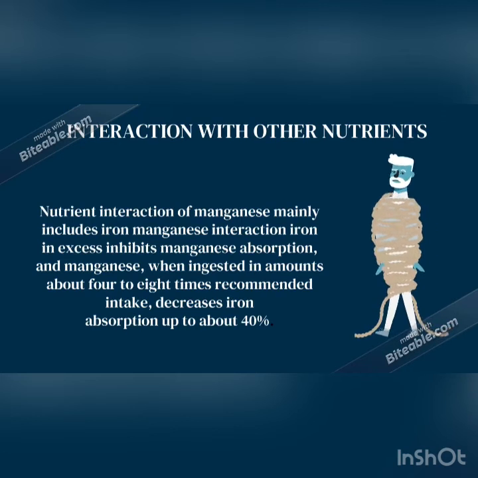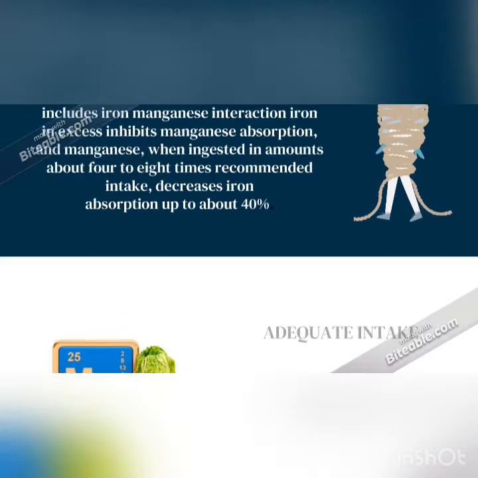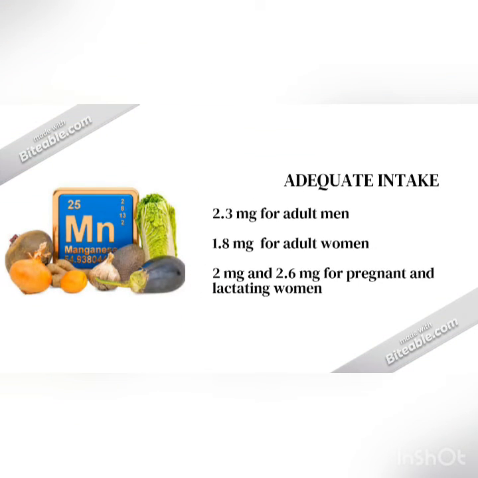Nutrient interaction of manganese mainly includes iron-manganese interaction. Iron in excess inhibits manganese absorption, and manganese, when ingested in amounts about 4 to 8 times the recommended intake, decreases iron absorption by 40%. Adequate intake: 2.3 mg for adult men, 1.8 mg for adult women, and 2 mg and 2.6 mg for pregnant and lactating women.